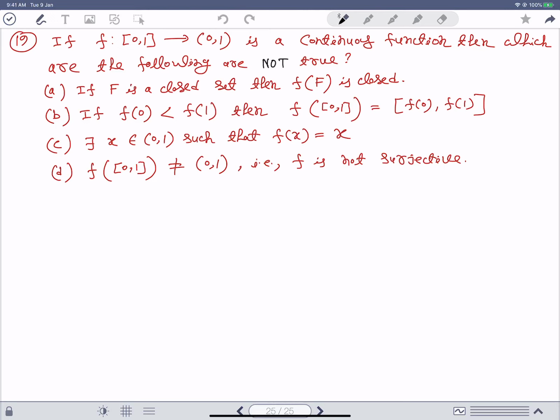Okay. So, first of all, it is given that f is a continuous function from closed interval 0, 1 to open interval 0, 1. Now, if A is a closed set, then can we say that f of A is a closed set? Yes or no? Yes. Why?